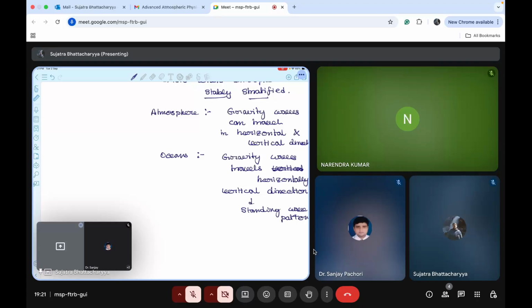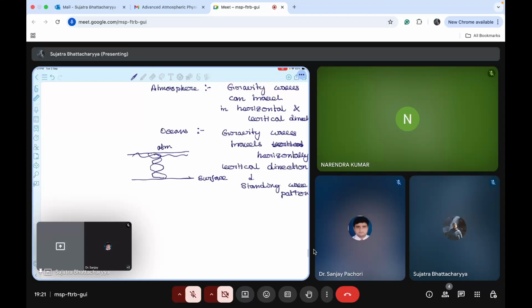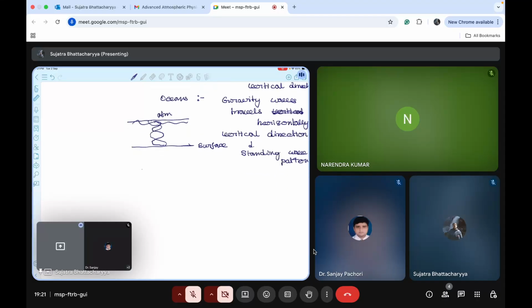Okay, so this is the ocean and the atmosphere acts as a boundary, and there is a surface of the ocean. The surface of the ocean is the last layer of the ocean that is acting as a boundary. So the wave will be like this to create a standing wave pattern. These are a couple of things.